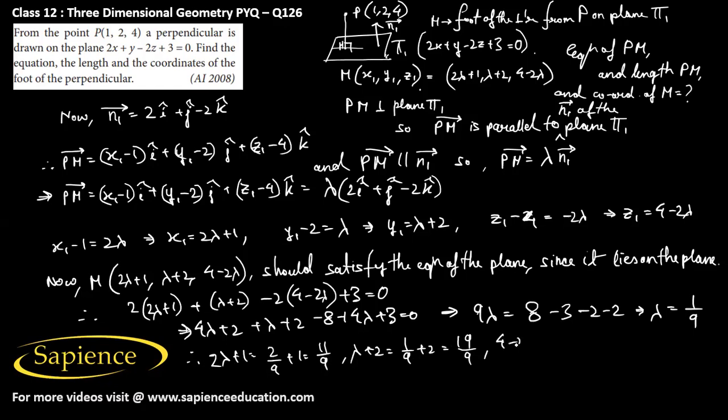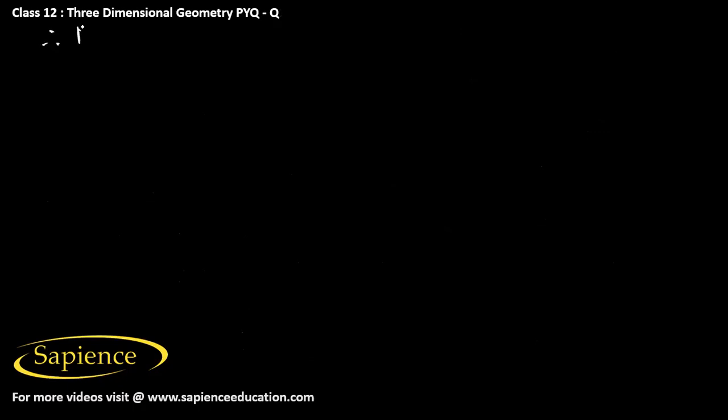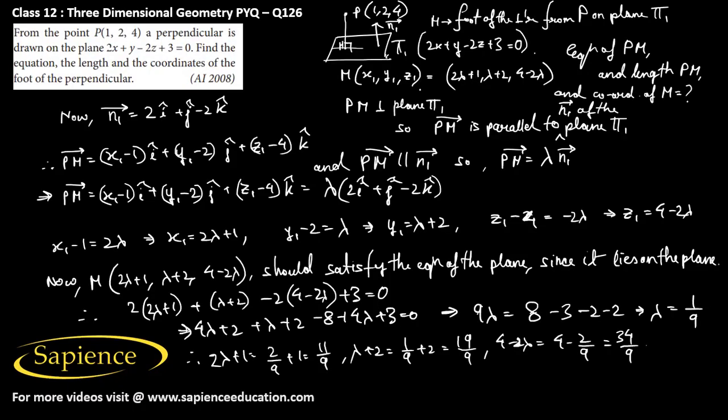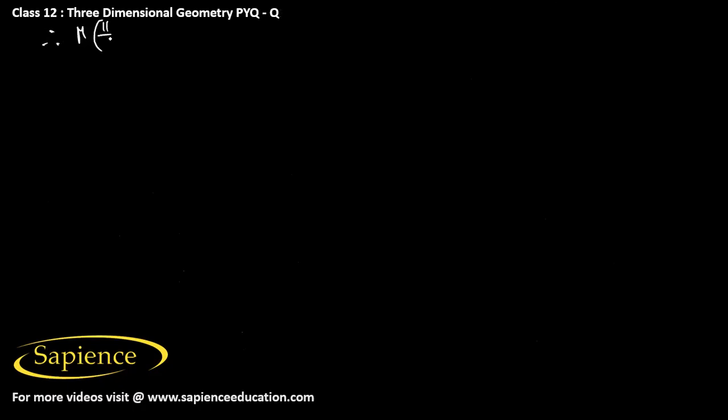And 4 minus 2 lambda, so that is 4 minus 2 by 9. That is 36 minus 2, so that is 34 by 9. Okay, so therefore the point M is given as 11 by 9, comma 19 by 9, comma 34 by 9.